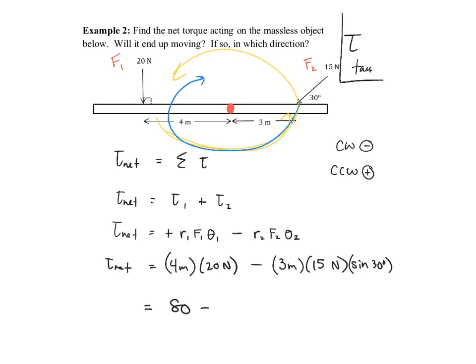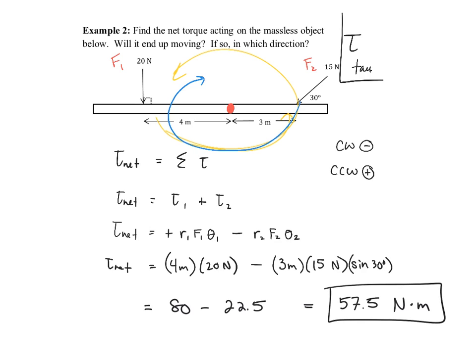We're going to have 80 here. 3 by 15 is 45. Half of that is 22.5. So let's subtract these. We're going to get, what, 57.5 Newton meters. And notice my answer is positive.